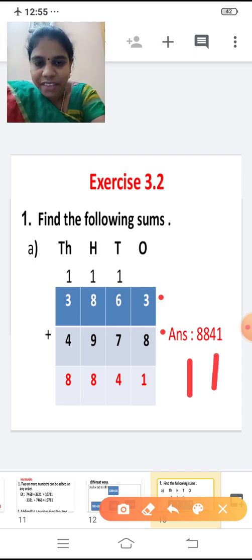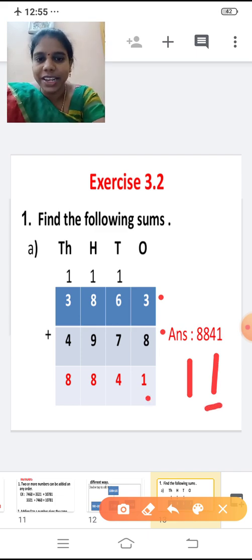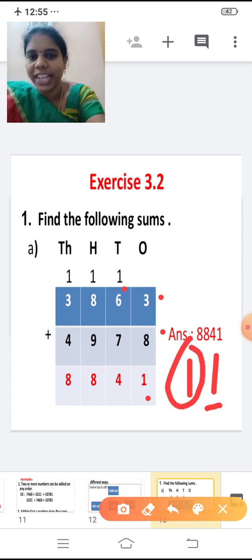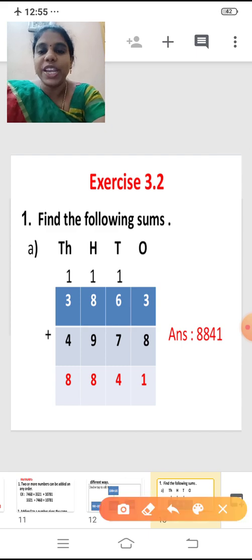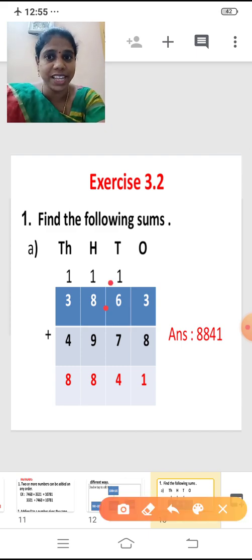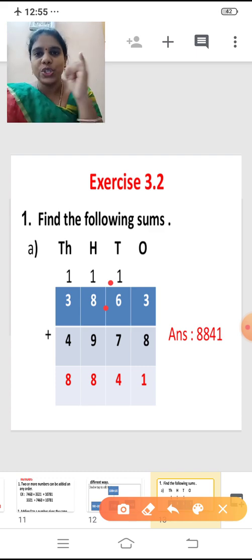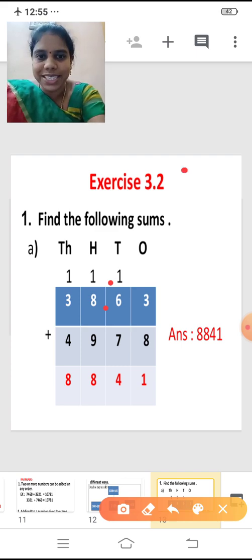So the answer is 11. It is a 2-digit number, right? So write 1 in the ones place, and the other 1 I'm carrying forward to the tens place. Now we are going to add the tens place. 1 plus 6. Add 1 and 6 and tell me the answer now, children. After 1 we are going to add 6 numbers. 2, 3, 4, 5, 6, 7. 1 plus 6 is 7.